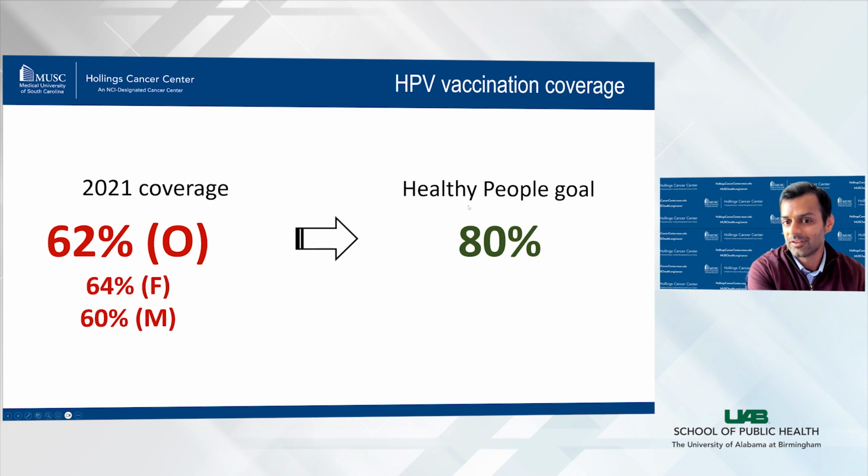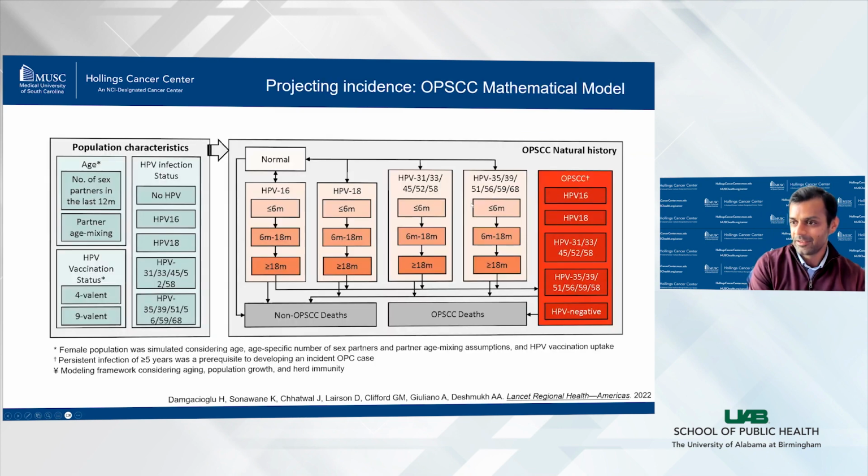oropharynx cancer prevention. So similar to anal cancer, we developed an oropharynx cancer natural history model that simulated oral HPV and oropharyngeal cancer natural history among boys and girls in the US. So the mathematical model had a representation of HPV natural history in that persons with persistent HPV infection, particularly type 16, were at risk of developing oropharynx cancer over their lifetime.